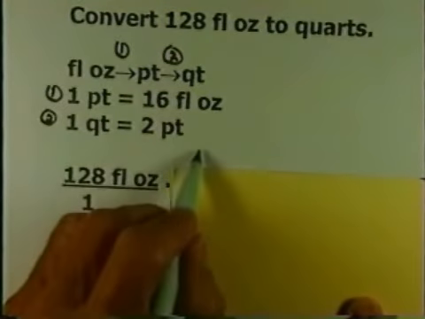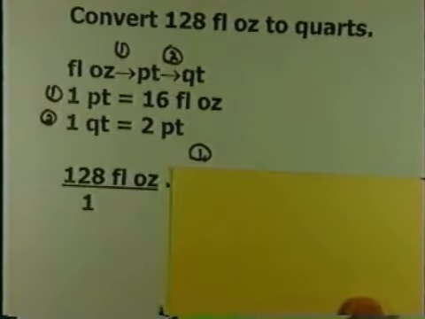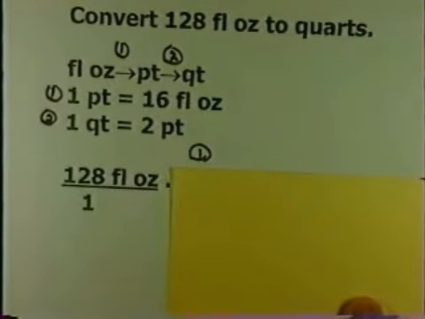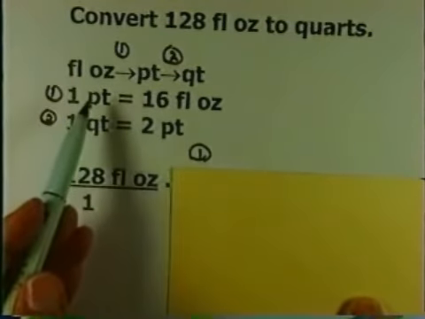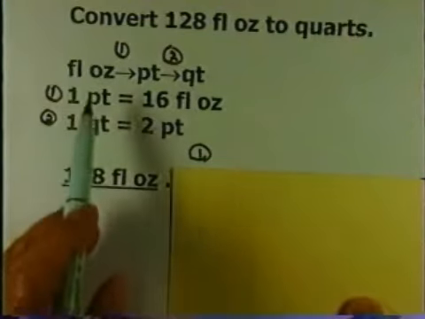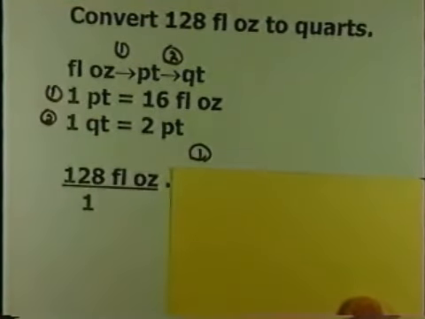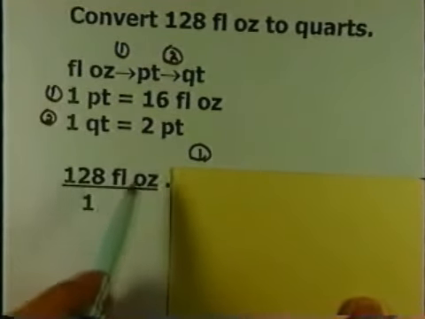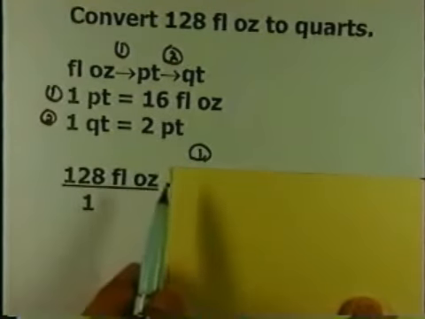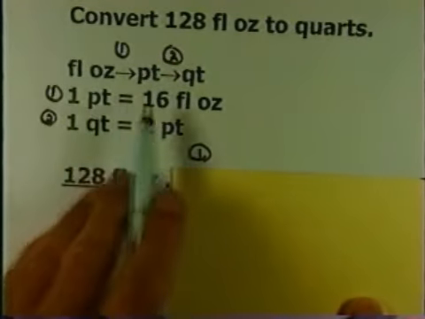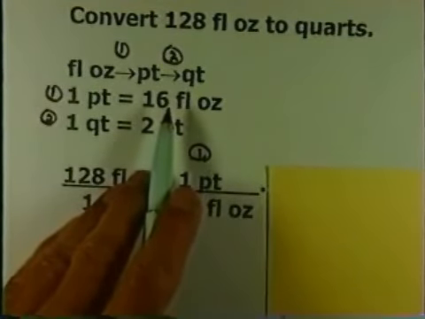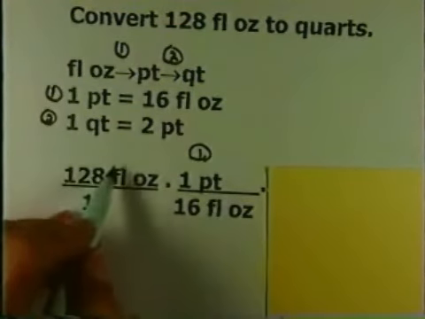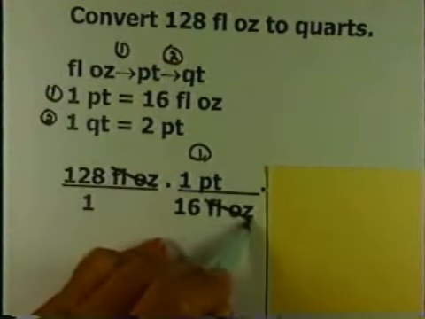Times, now I'm going to use my first conversion fact. Now there's 2 ways I could do it. I could put 1 pint over 16 fluid ounces, or I could put 16 fluid ounces over 1 pint. I want to do it so that fluid ounces will cancel. I can cancel any numerator with any denominator. So since fluid ounces is in the numerator here, it must be in the denominator to cancel. So I've got to put the 1 pint on top, the 16 fluid ounces on the bottom. So you can see that's what I did. 1 pint on top, 16 fluid ounces on the bottom, and now fluid ounces will cancel.